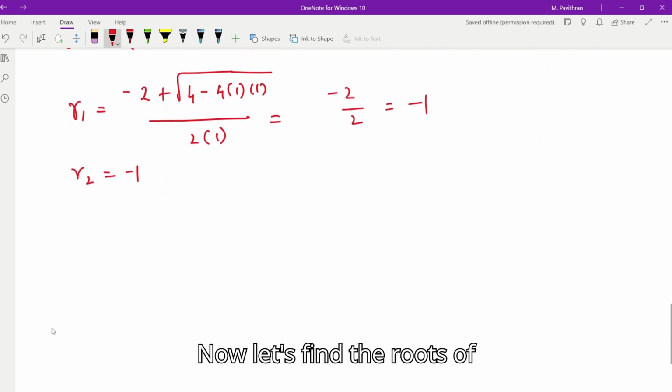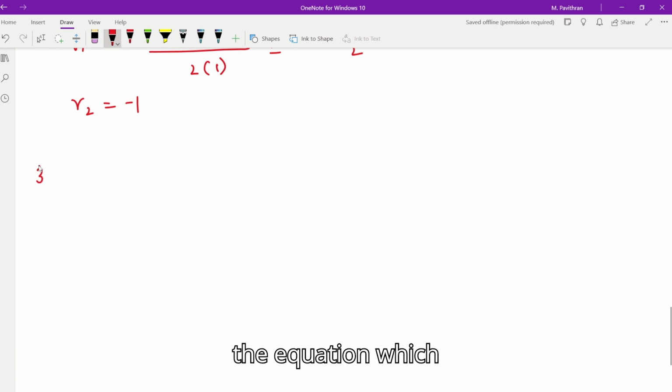Now let's find the roots of the equation which are complex.